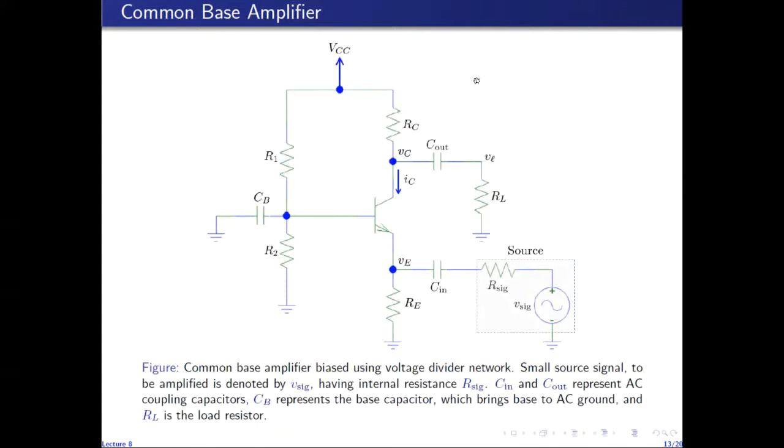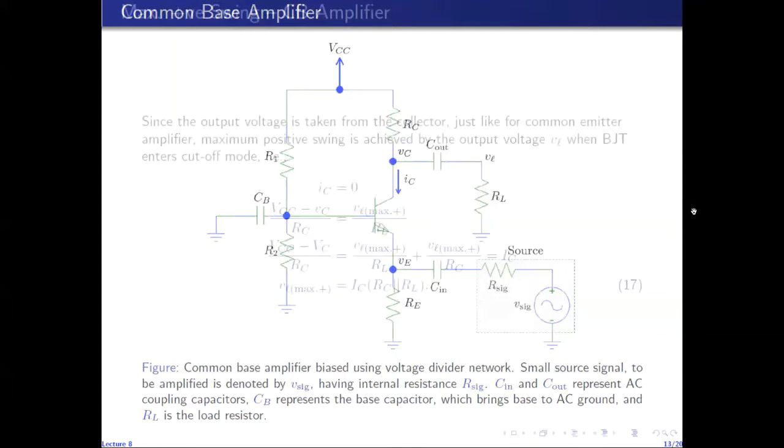Next, we move on to the common base amplifier. So this is the overall circuit for the common base amplifier, in which we have CB as a capacitor which brings the base node to AC ground. So again, VL is the AC voltage, VC is the total voltage, IC is this total current, and VE is this total emitter voltage.